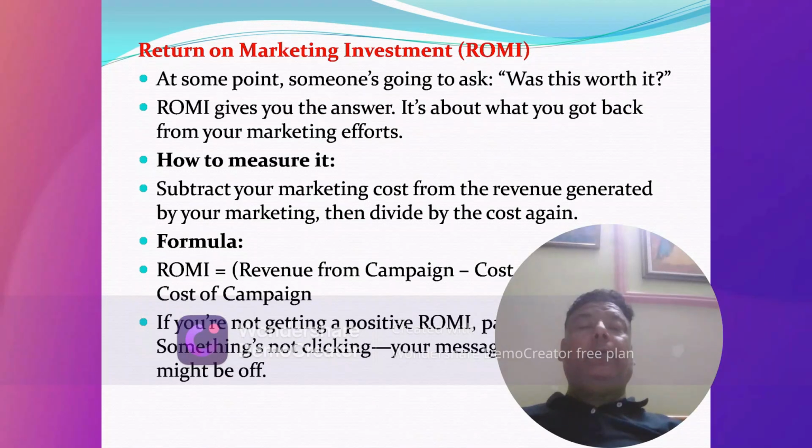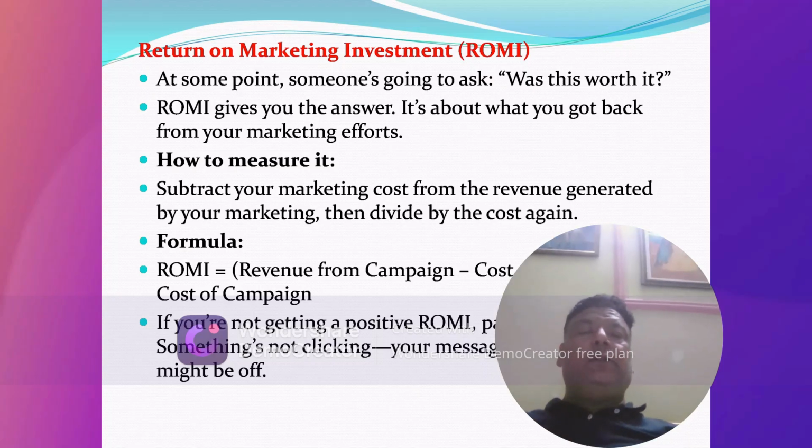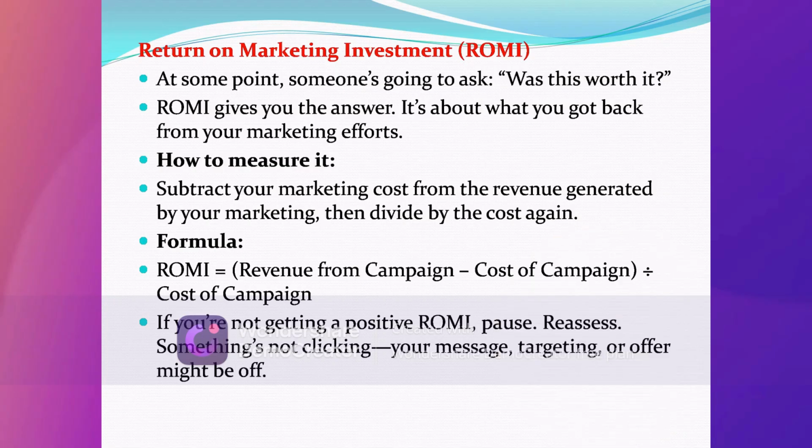Now the next KPI is return on marketing investment, which is also called ROMI. At some point of time you are going to ask whether it was worth it, so return on marketing investment gives you the answer. It's about what you get back from your marketing efforts. So you subtract your marketing cost from the revenue generated by your marketing, then divide by cost. For example, from a campaign you earned a revenue of 1000 rupees. Total spent on the campaign was 500 rupees. So 500 rupees divided by the total cost of the campaign. Then you have to see whether your ROMI is positive or negative.